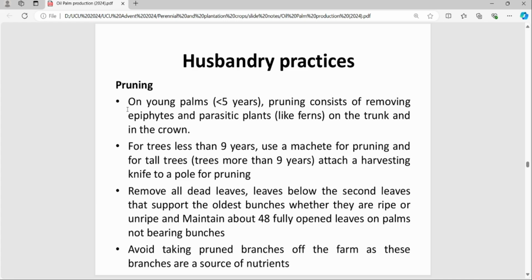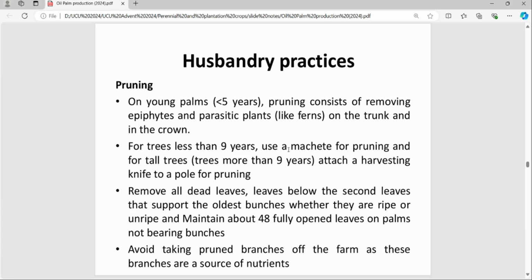On young plants that are less than 5 years, when you're pruning, you're basically concentrating on epiphytes and parasitic plants, which are mainly the ferns on the trunk and in the crown. In case the machete cannot reach there, you can put a knife on a pole which is made of bamboo or normal tree species, or it can be made from a metallic pipe.